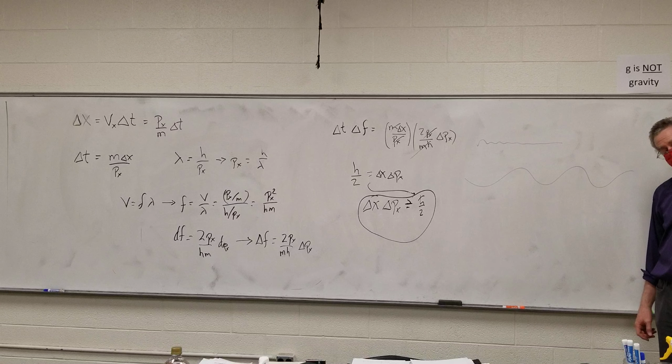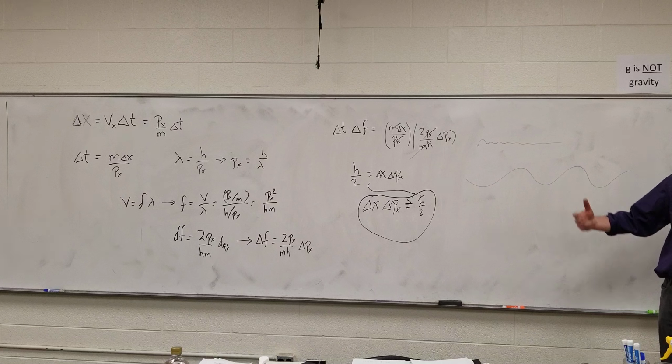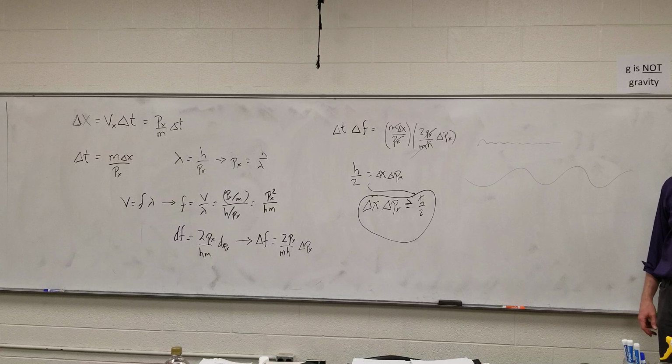Thus, the physics joke. Heisenberg's driving down the street, gets pulled over by the police. He rolls down the window, the policeman says, "Do you know how fast you were going?" And he goes, "No, but I know where I am."